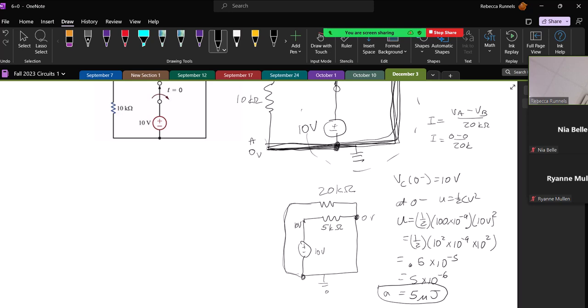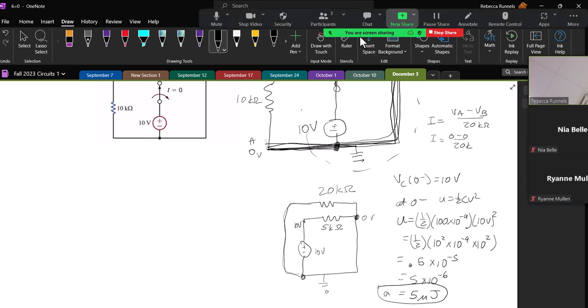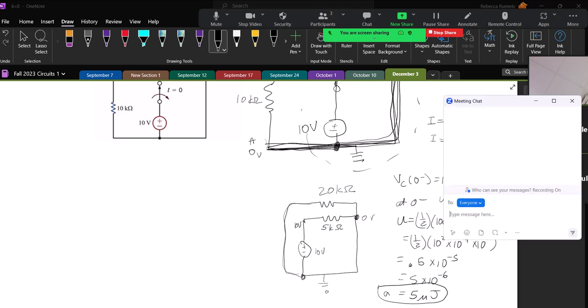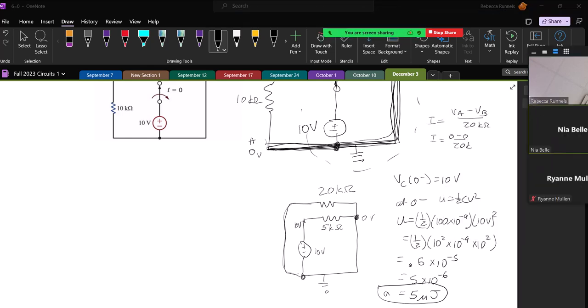So are there any questions on that part? Would you also say that it is in parallel with the 5K? No, it's not, and that's why it's kind of weird, because it's not in parallel with the 5K. It's actually, and this is another way to show that there's 0 current flowing through it, it's actually in parallel with a short. Let me show you why.